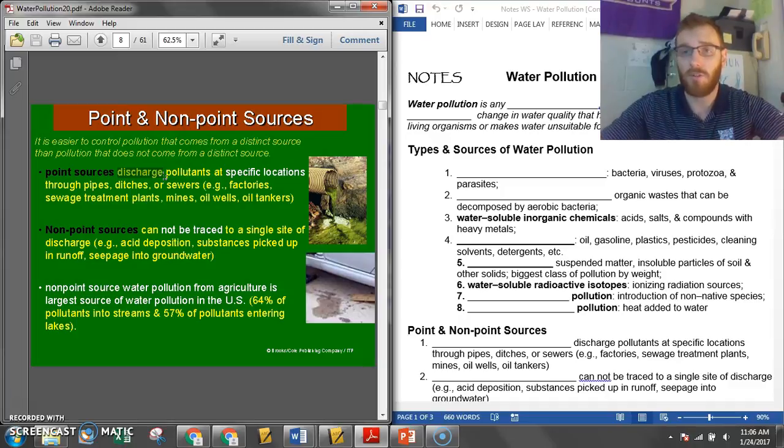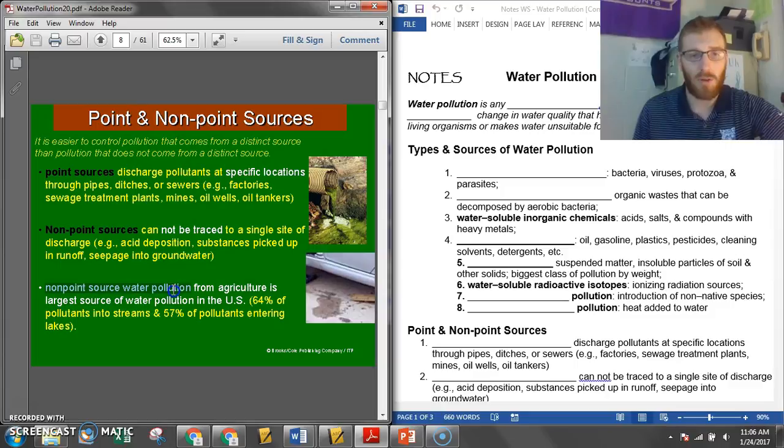So if you're discharged from a hospital, you are pushed out of the hospital, you are released from the hospital. So when we talk about discharge of a waste, it means waste is put out of something. And then non-point source pollution is the opposite of point source, and that means it cannot be traced to a single site of discharge. So these are substances picked up and run off and run into an area where we can't necessarily discern where that point source or that pollution type came from.